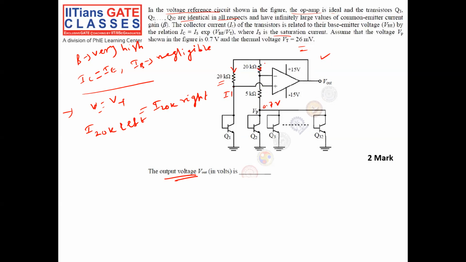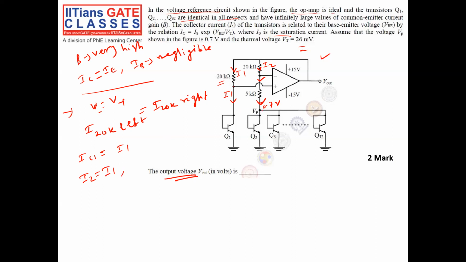This current is I2. Since it is an ideal op-amp, no current will flow through the negative terminal. All of I2 will come to the 5K, and this is I2. Similarly, this is I1. All of I1 will come to the collector of transistor Q1. So IC1 is equal to I1, right? Now this I2 is nothing but equal to I1 only, right? This is one thing you know.